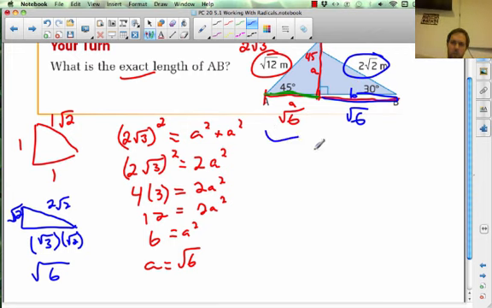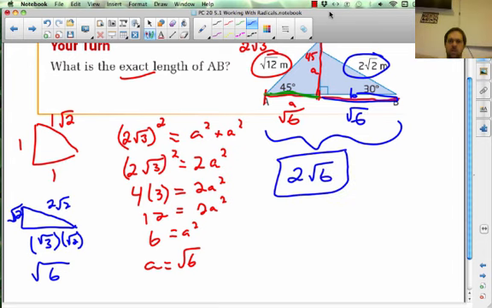So the whole length of AB then is root 6 plus root 6, or an apple plus an apple, which is 2 apples, 2 root 6s.